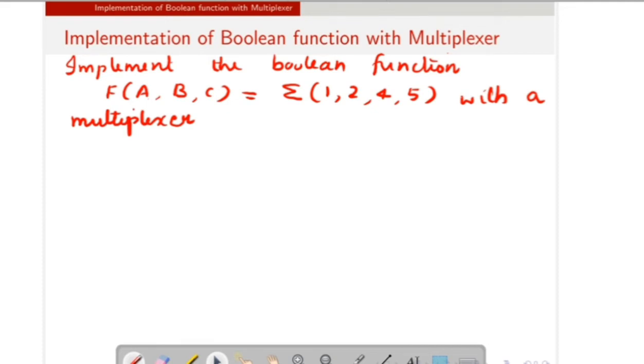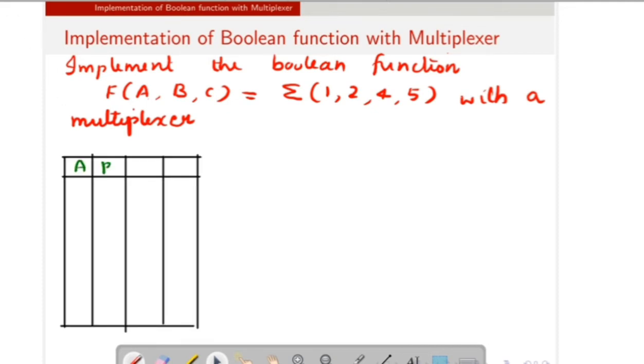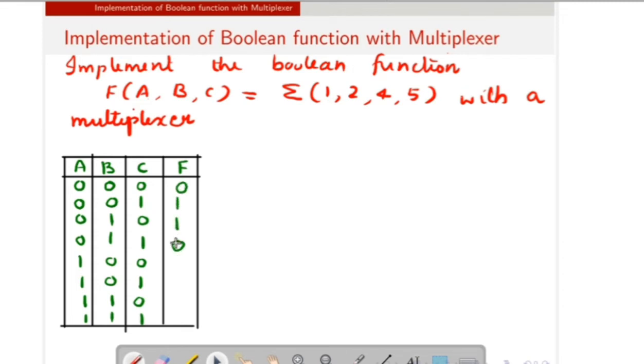First we draw the truth table for this Boolean function. The inputs of the Boolean function are A, B, C and the output is F. There are 3 inputs, so 8 different combinations: 0 0 0, 0 0 1, 0 1 0, 0 1 1, 1 0 0, 1 0 1, 1 1 0 and 1 1 1. Output is equal to 1 for the minterms 1, 2, 4, 5. For all other cases the output is 0.